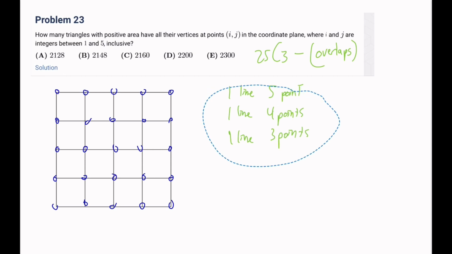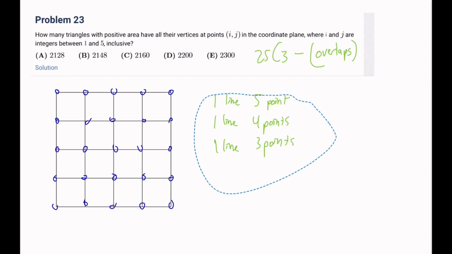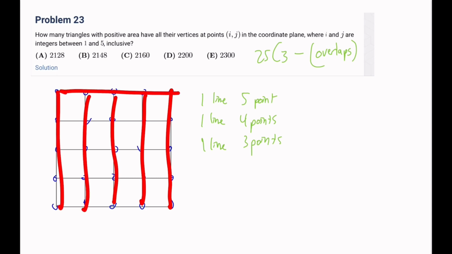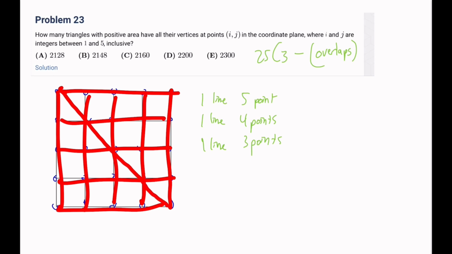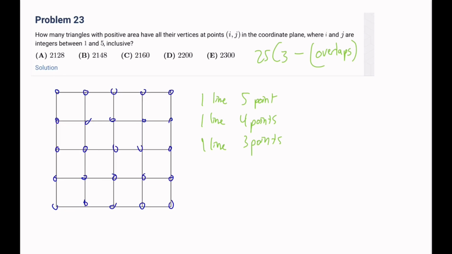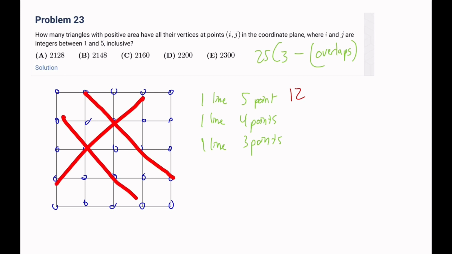So first, let's see the number of lines with 5 points in it. So those would be 1, 2, 3, 4, 5, 6, 7, 8, 9, 10, and then that would also be 5, so that's 11, and this is also the same, so it's 12. So we have 12 lines with 5 points on them. And for the 4 points, that's this one, this one, this one, and this one, and there are no more, so that's just 4.